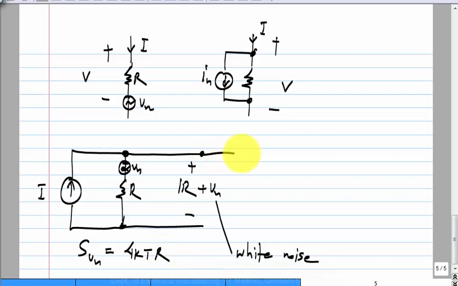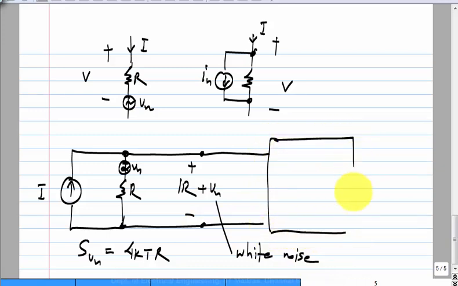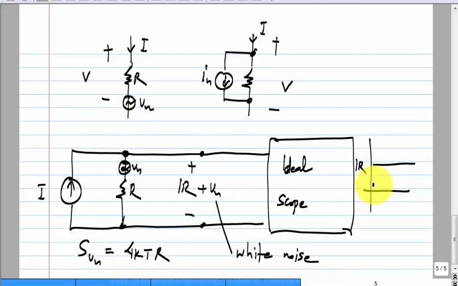Now, what does this mean? If I take this and let us say I have an ideal oscilloscope, what will I see? Ideally I should have seen a constant, which is equal to I times R. What will I see now? Okay, so you say that it will be around this, but wiggling around that. So how much is the wiggle?